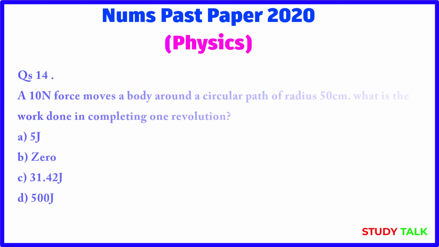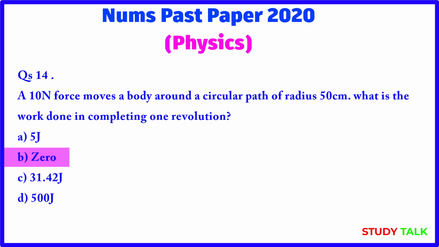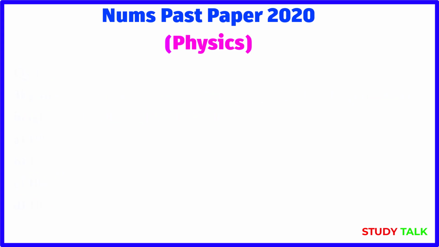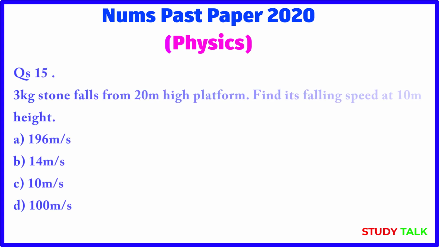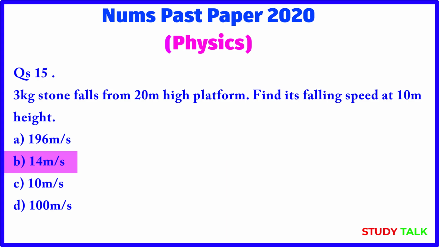If 10 Newton force moves a body around a circular path of radius 50 cm, what is the work done in completing one revolution? Zero. 3 kg stone falls from 20 meter high platform. Find its falling speed at 10 meter height. (14 meters per second).